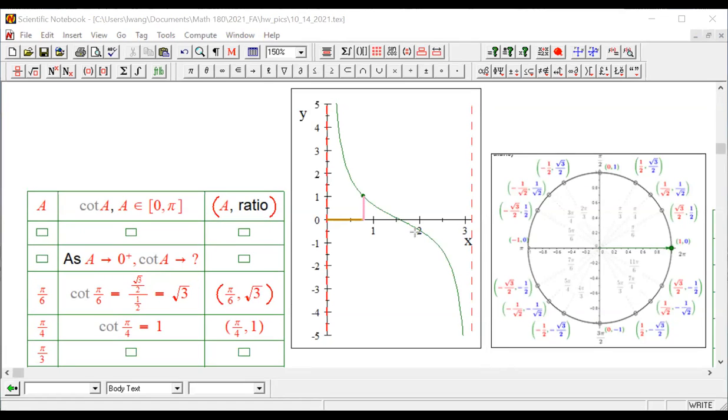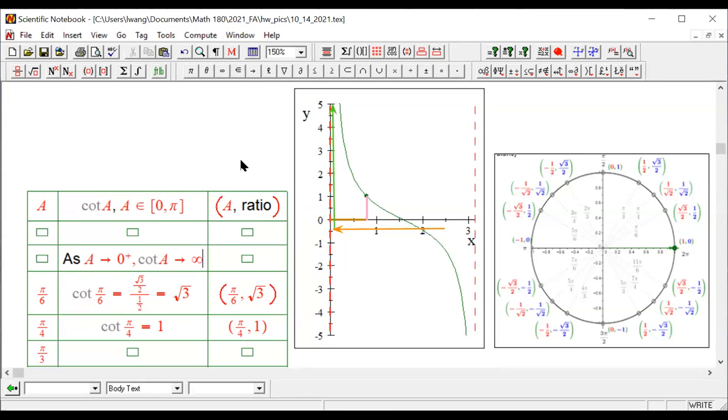When the angle approaches 0 from larger than 0, what happens to the curve? The curve is getting higher and higher, right? Is that what we see? So this will be approaching positive infinity.